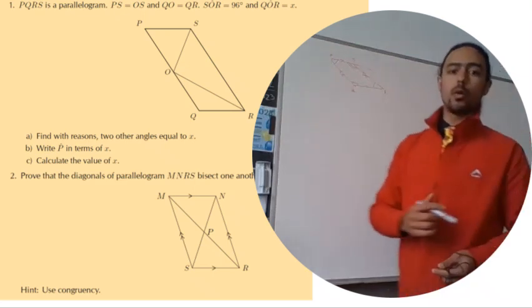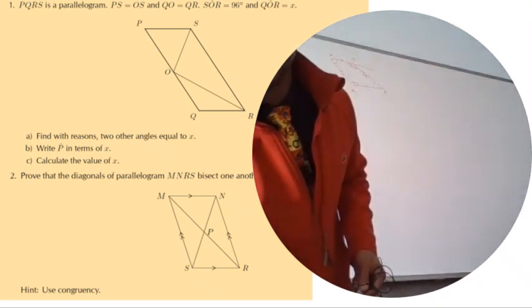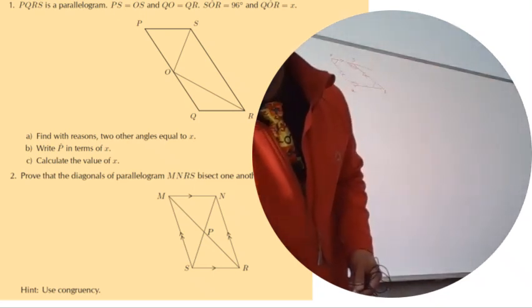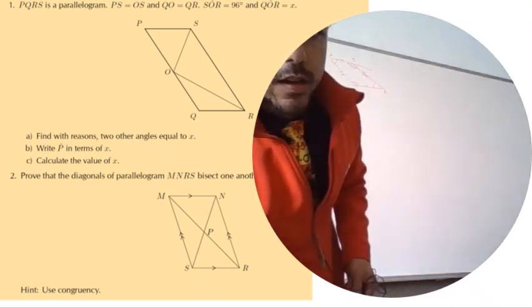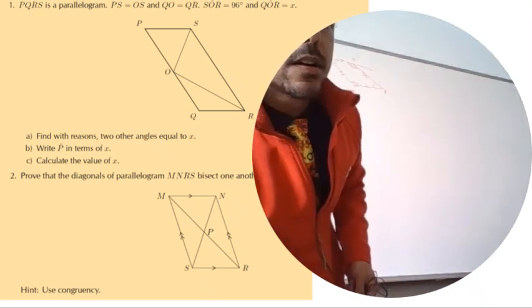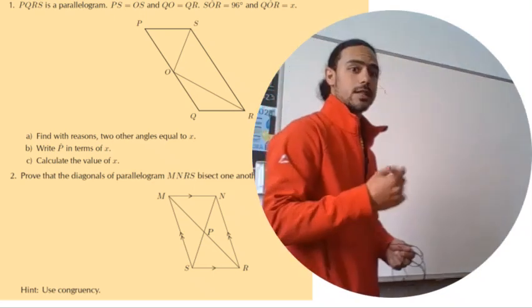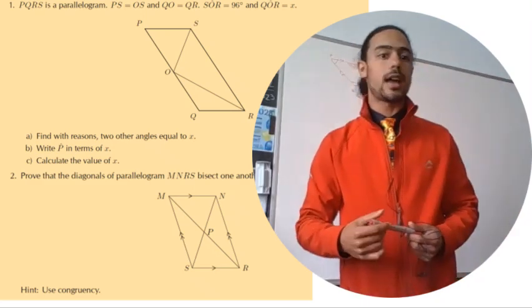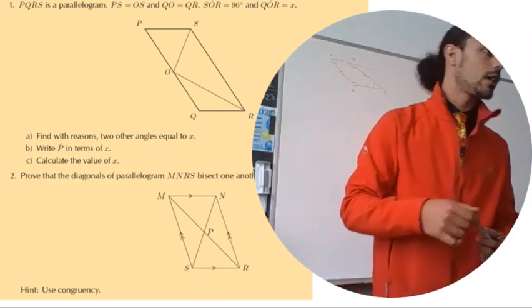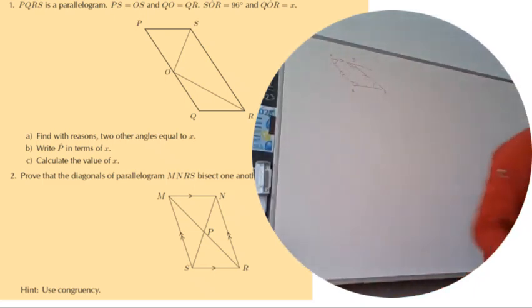And also, what is the other one that's also equal to X? Angle S or O. Our reason at the first question, 1A, was alternate angles. Do you remember? Yes. So put that also into your sketch. That one there, and that one there. Put it into your sketch.